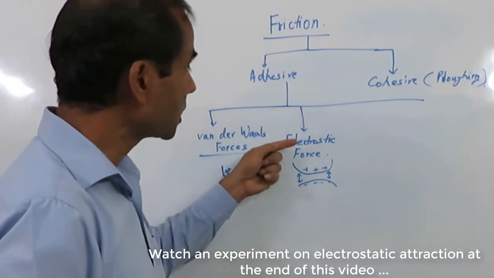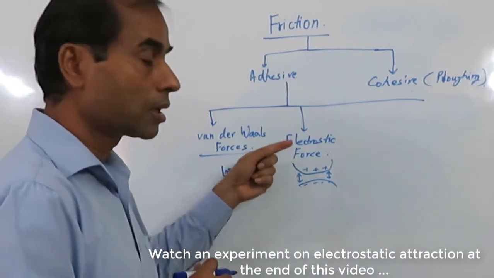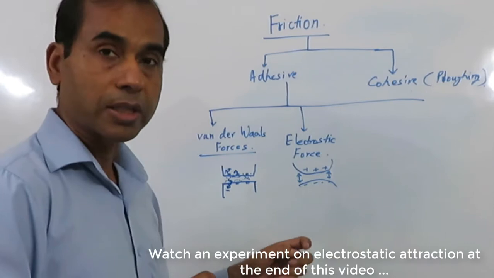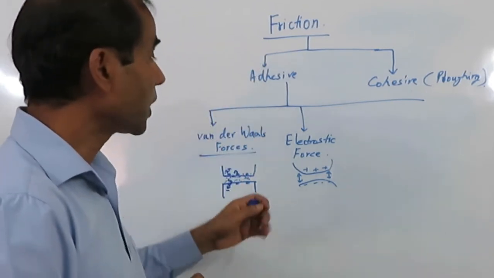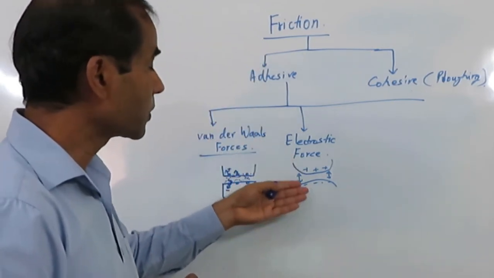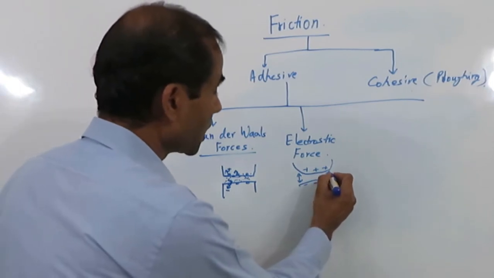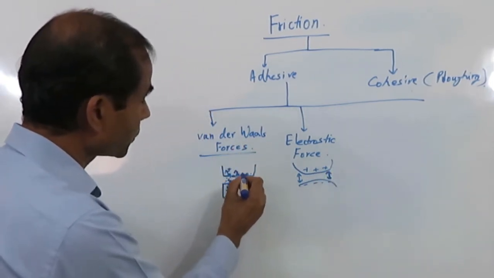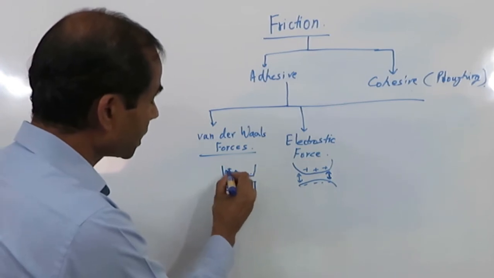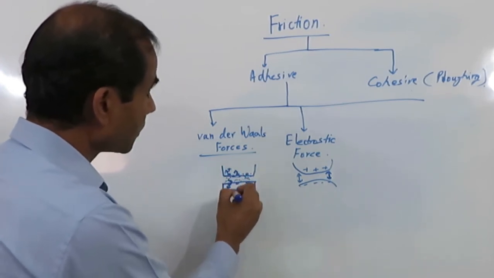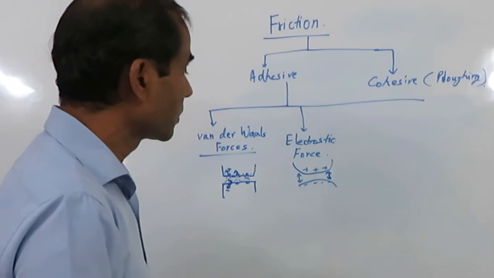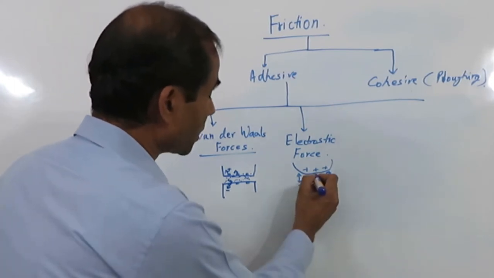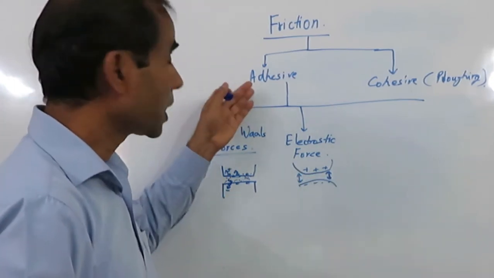In fact, charge is produced while the sliding takes place. So during the friction event, charges can be produced between the two surfaces, and these charges will attract each other. Similarly, the van der Waals forces also produce some dipoles, which are basically some charges, and therefore there will be some electrostatic force acting between the two. This also contributes to adhesive force.